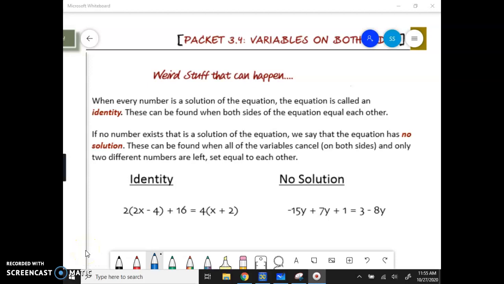Okay, here we go. This is Algebra 1, Lesson 3.4 on solving equations with variables on both sides. We're going to be taking a look at the back page of your notes at some weird stuff that can happen when we're solving these equations. The first is called identity. When every number is a solution of an equation, the equation is called an identity. And these can be found when both sides of the equation are equal to each other.